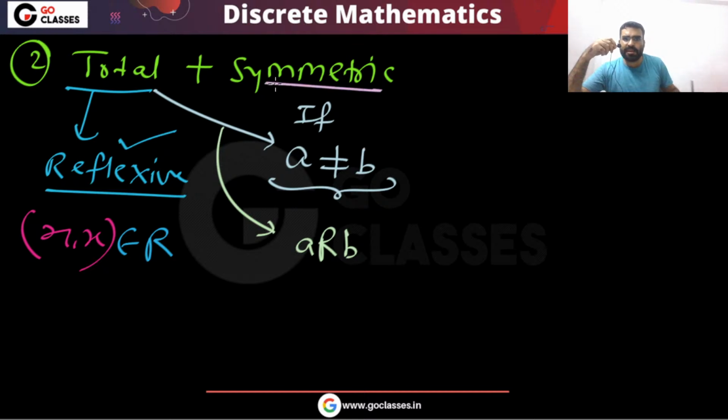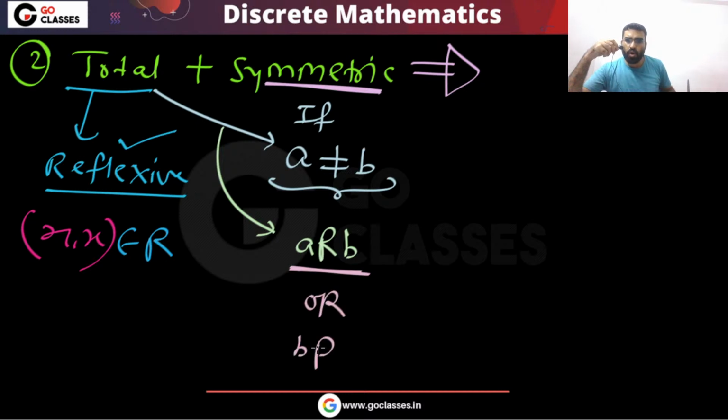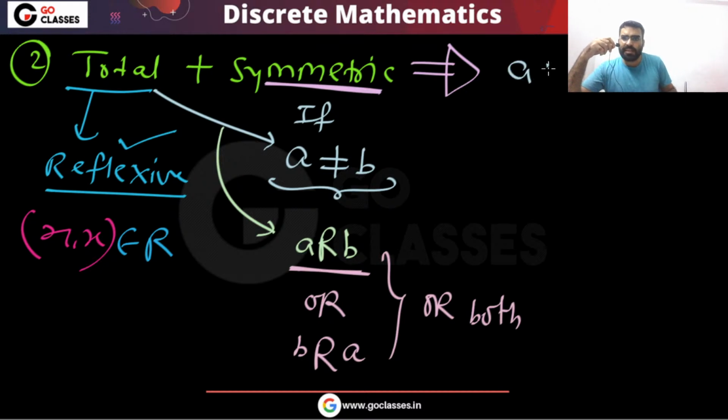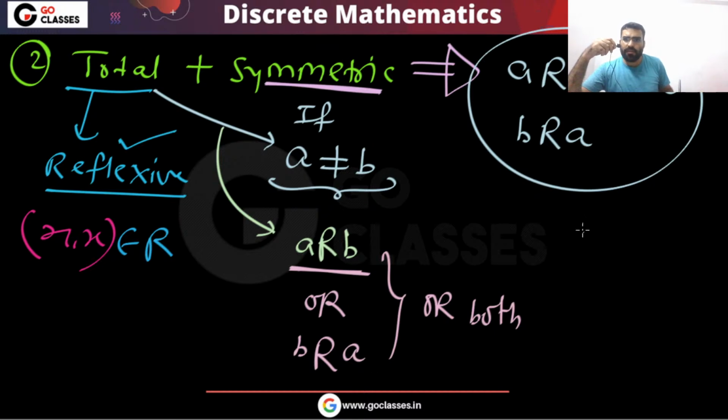And you can notice that there is the symmetric property also. So if at least one of them is related to another, then because of the symmetric property, what will happen? Total says that whatever two elements you take, same or different, at least one of them will be related to another, either a is related to b or b is related to a, or both. Now, if you have the symmetric property, then definitely they will be related to each other. I can say a is related to b and b is related to a, whatever two elements you take. For all a comma b, a is related to b and b is related to a.